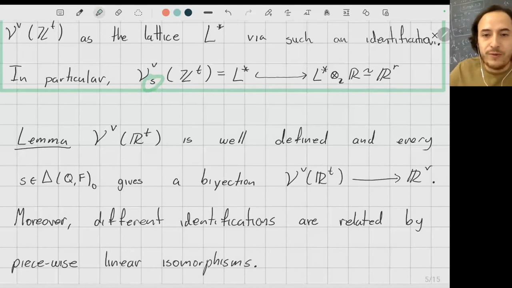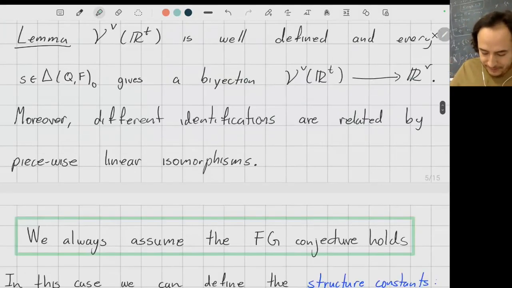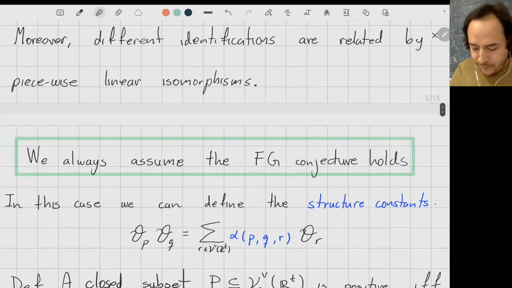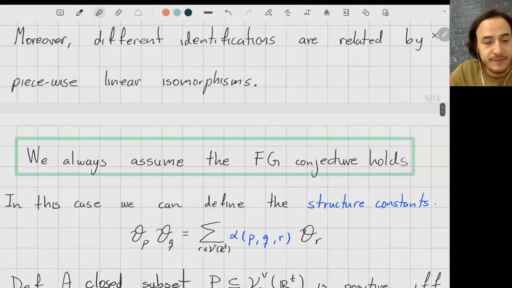I'm trying not to go into those directions. I'm just trying to keep it as close to lattices as possible. Okay, so we're always going to assume that the Fock-Goncharov conjecture holds. As I mentioned before, this is not always the case, but already Gross, Hacking, Keel, and Kontsevich gave us almost optimal conditions for this conjecture to hold true. So let's say this is not the strongest assumption in this world.